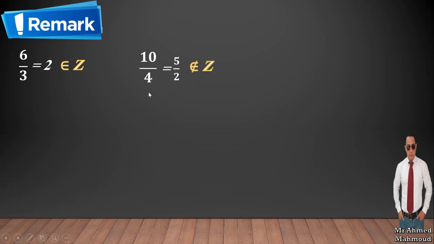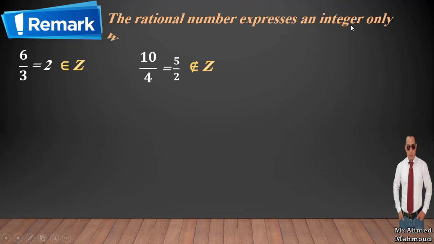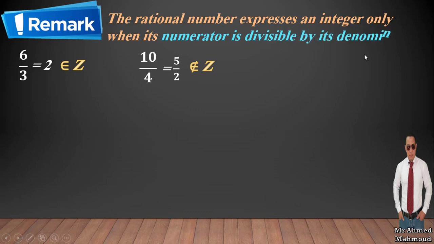Why? Because 10 is not divisible by 4, but 6 is divisible by 3. So I can say that any rational number expresses an integer only when its numerator is divisible by its denominator. Again, any rational number represents an integer if the numerator is divisible by the denominator. 6 is divisible by 3, so the result is an integer. 10 is not divisible by 4, so the result is only a rational number, not an integer.